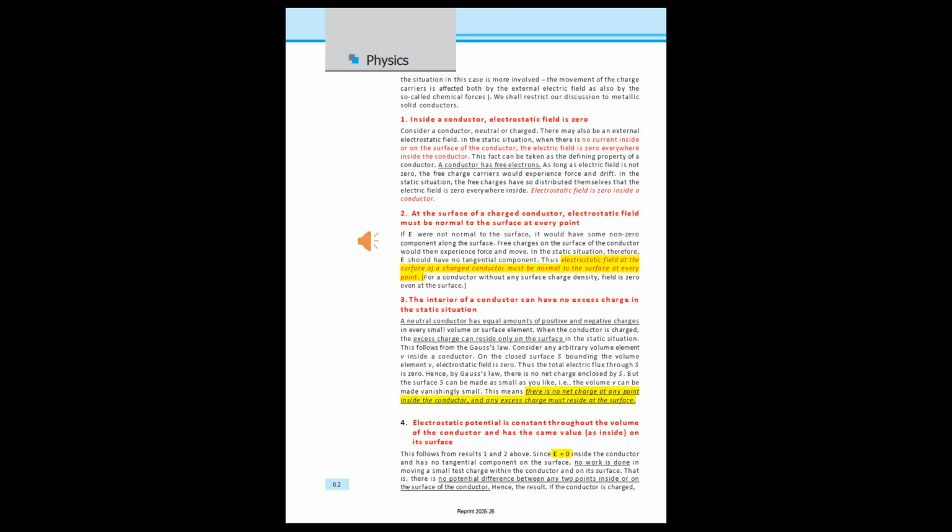Consider any arbitrary volume element V inside a conductor. On the closed surface S bounding the volume element V, electrostatic field is zero. Thus the total electric flux through S is zero. Hence, by Gauss's law, there is no net charge enclosed by S, but the surface S can be made as small as you like, i.e., the volume V can be made vanishingly small. This means there is no net charge at any point inside the conductor, and any excess charge must reside at the surface.